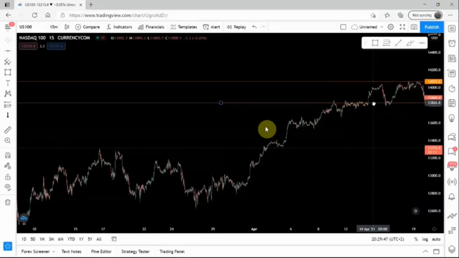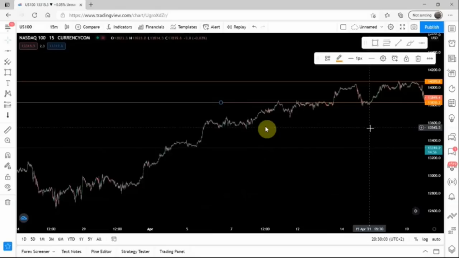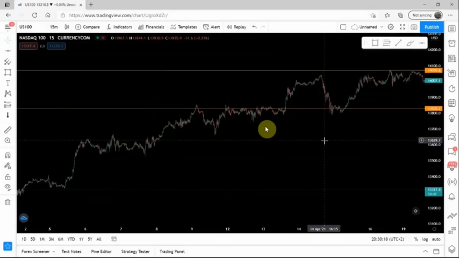Okay, so where you go in, if you zoom in, you'd see where it was ranging before the actual move started. Yeah, so on your left, where that small little mound is, basically where they were waiting to decide what they were going to do. Then they pushed the price up, came down, pushed it up again, and now they're waiting.